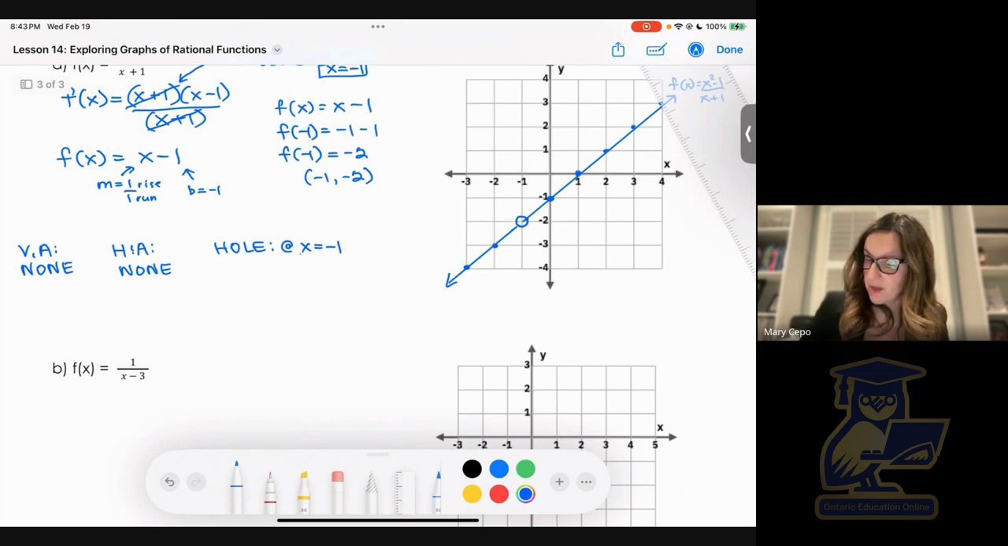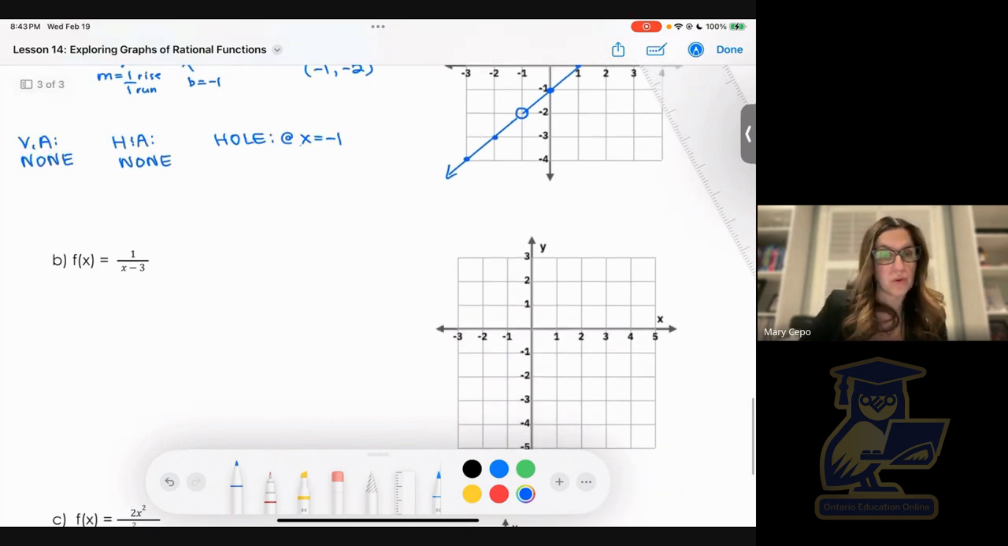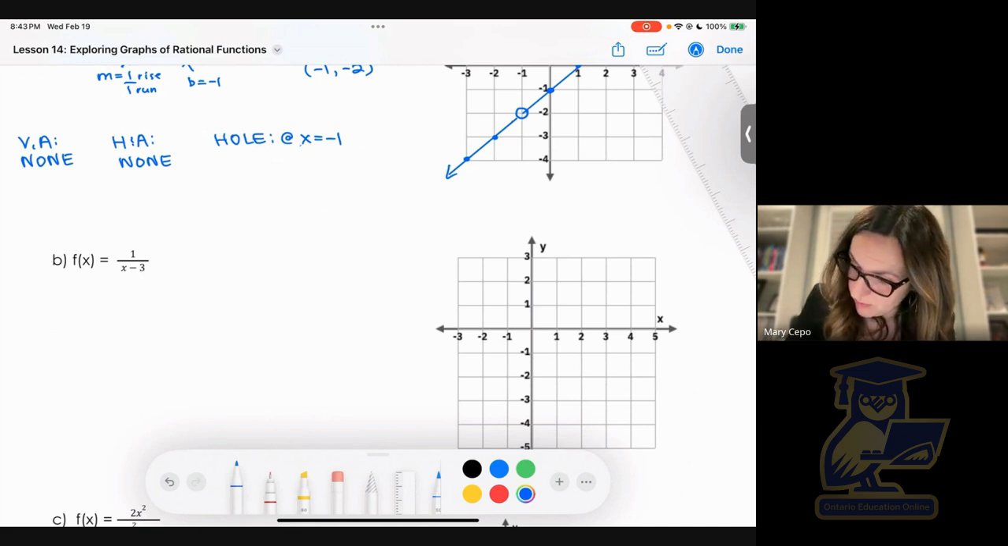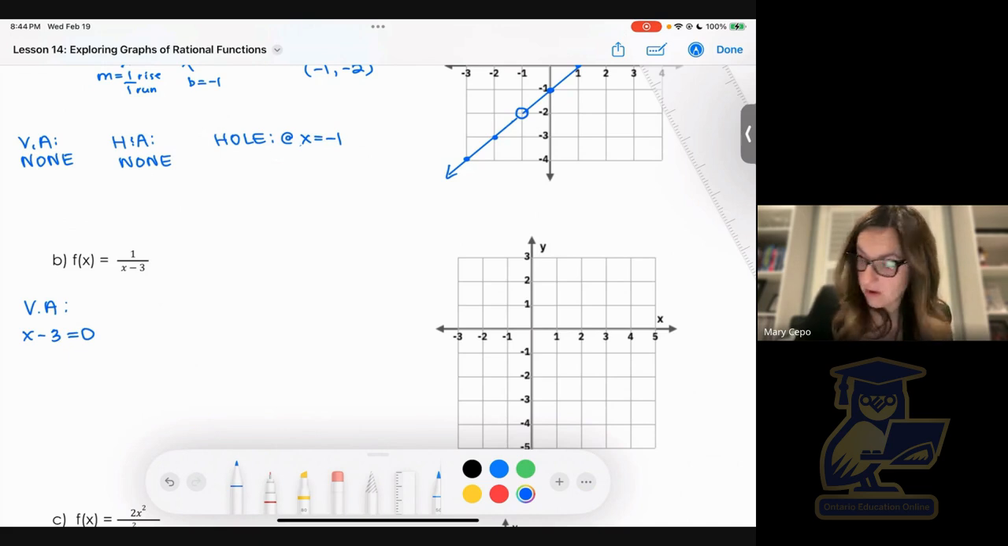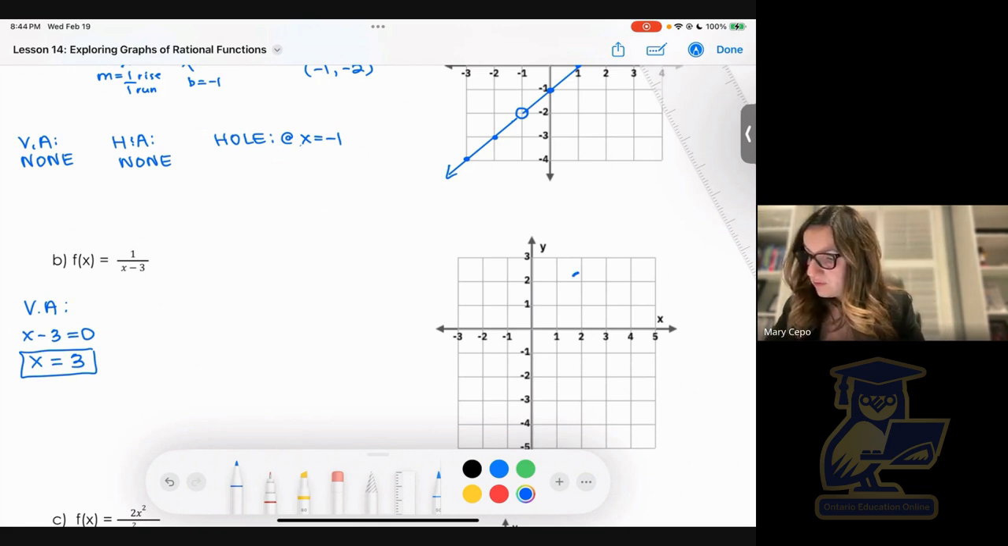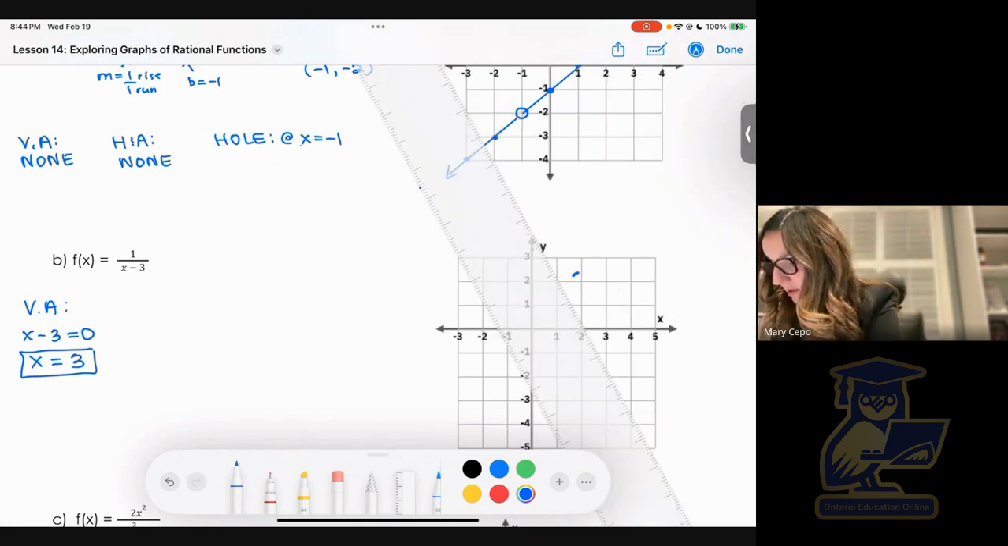Okay, moving on. We have f of x is equal to 1 over x minus 3. Now, we can't simplify that any further. So that means the function's already simplified. The value of x that results in the denominator equaling 0 would be our vertical asymptote. So in this case, a vertical asymptote does exist. We're going to let x minus 3 equal 0 and solve for x, where x is equal to 3. So that's where a vertical asymptote is. And again, a vertical asymptote would be a line at x equals 3.